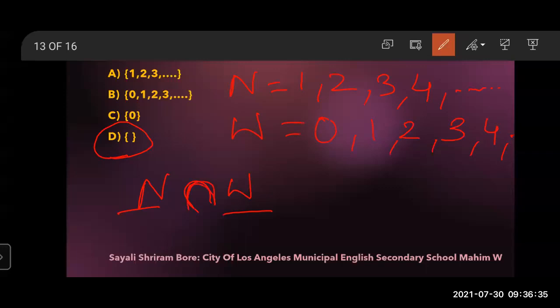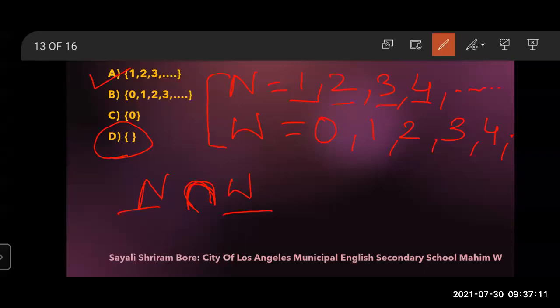So here N is 1, 2, 3, 4, and W is equal to 0, 1, 2, 3, 4. The intersection is what I have to find: the common elements. Which elements are common between these two sets? You can see 1, 2, 3, 4, and so on. So the correct option will be option A. If you know the proper set definition, then you can solve it; otherwise, when sets are given, you can find the common elements.